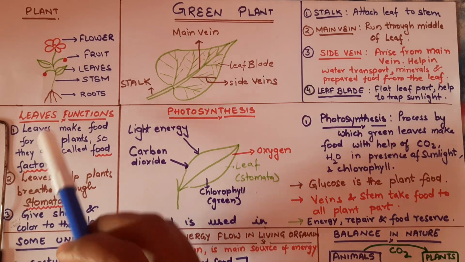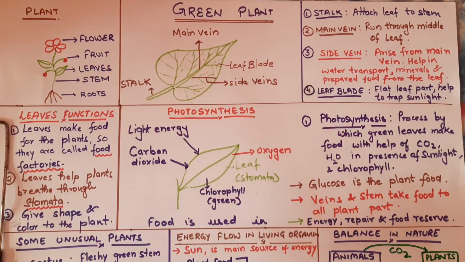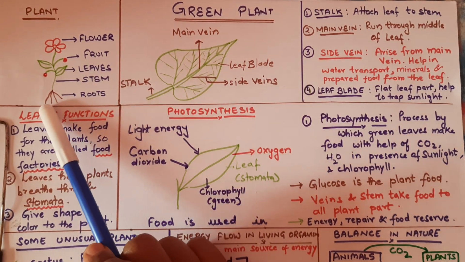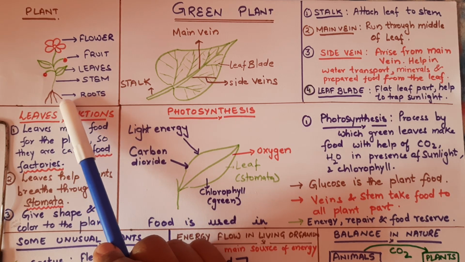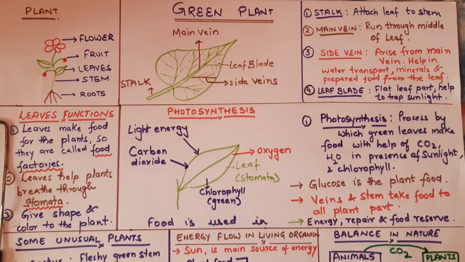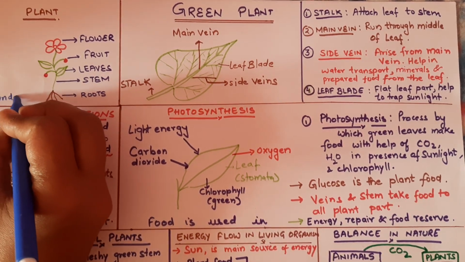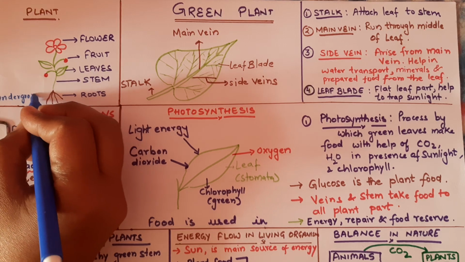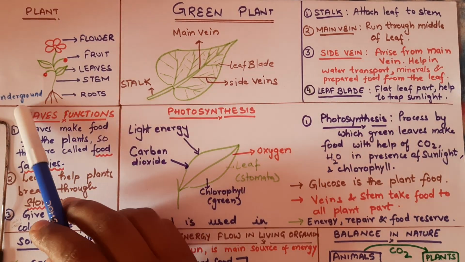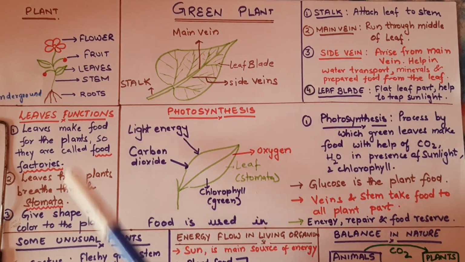So here we see a plant. I am going to tell you one by one the various plant parts. This brown portion, this thread-like structure, is known as roots. These roots are usually underground. It means that they are present below the ground level. So the roots are underground and the above portion is above the ground.